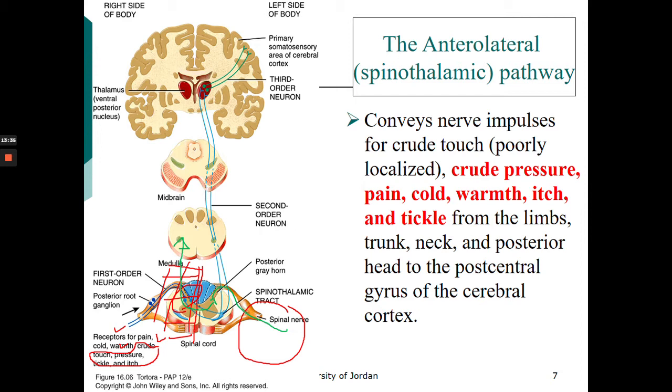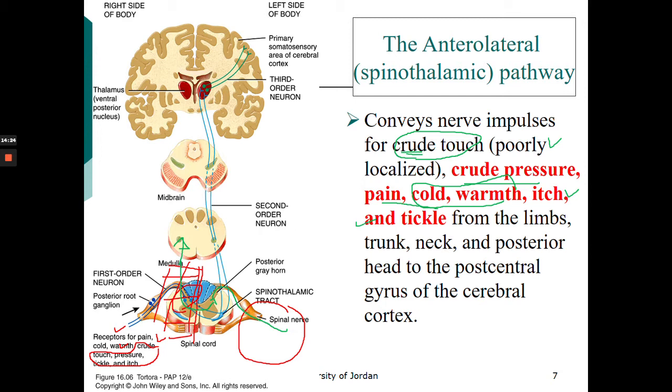So this tract conveys nerve impulses related to crude touch and crude pressure. What do we mean by crude? We mean poorly localized, whereas fine touch is well localized. The sensations that travel through this tract are crude pressure, crude touch, pain, warm and cold, itching, and tickle sensation, and sometimes sexual sensation.